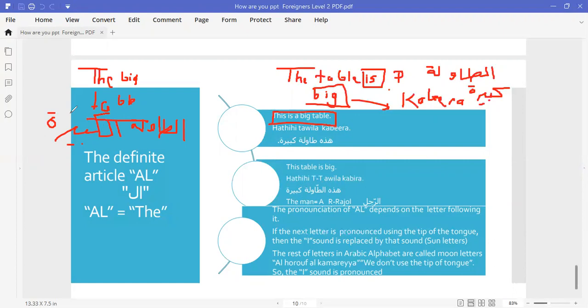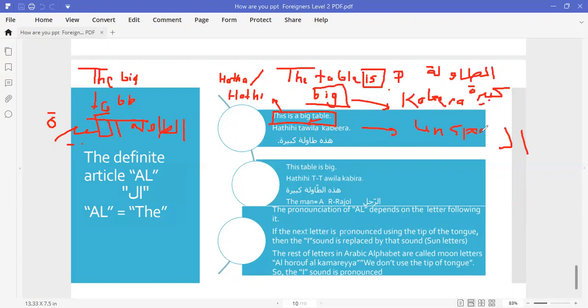Now here, there's another case. If we want to use al with definite nouns that contain either moon letters or sun letters, we have to use demonstrative nouns. The demonstrative nouns like this are hatha and hathihi, okay? Demonstrative things, okay? This is a big table. We said that this means hatha or hathihi, okay? Table is what? Tawila. Let's say here I'm talking about unspecific. I'm being unspecific. I'm not being specific. I'm not going to insert here.